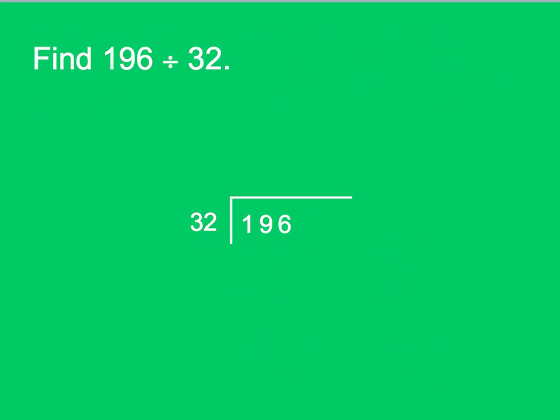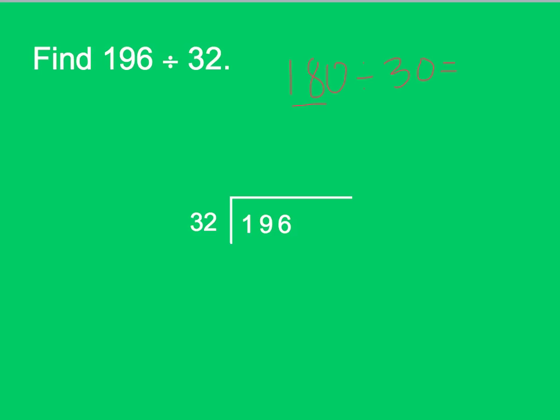So let's go ahead and divide this out. I noticed that 32 cannot go into 1 and 32 cannot go into 19. So I need to figure out how many times 32 can go into 196. So I'm going to think of an estimate first. I'm going to round 32 to 30, and I'm going to think of a number that's close to 196. That's probably a multiple. So let's do 180 divided by 30 and see how many times that'll fit.